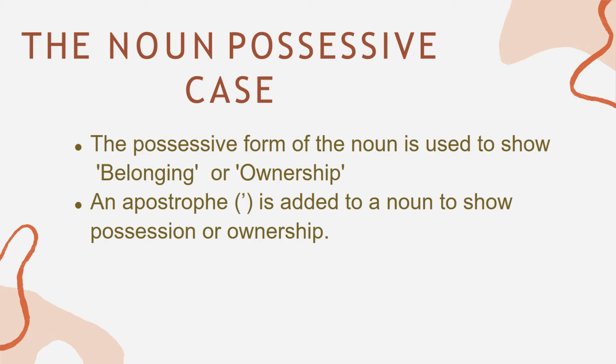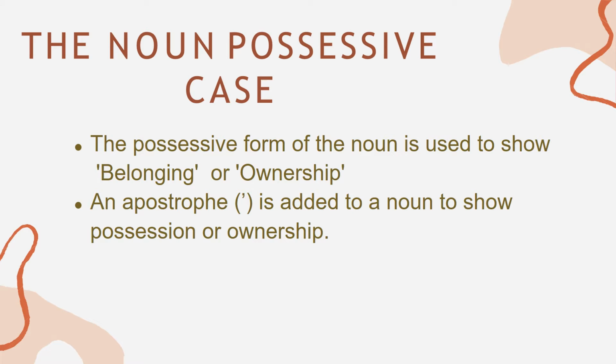So the noun, its possessive case. The possessive form of the noun is used to show belonging or ownership. An apostrophe, the inverted comma that you can see between the brackets, is known as apostrophe. So an apostrophe is added to a noun to show possession or ownership.